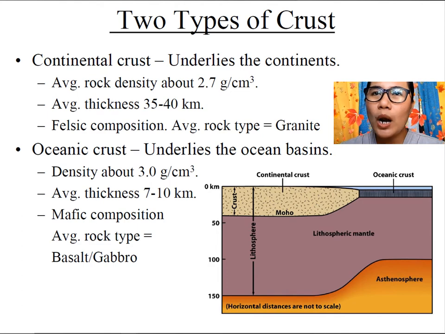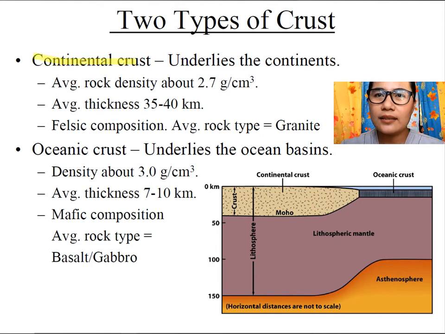Two types of crust: the continental crust and the oceanic crust. The continental crust is felsic in composition. So, meaning, unsa man ang felsic? Daghan siya og iron. Rock type niya is granite.